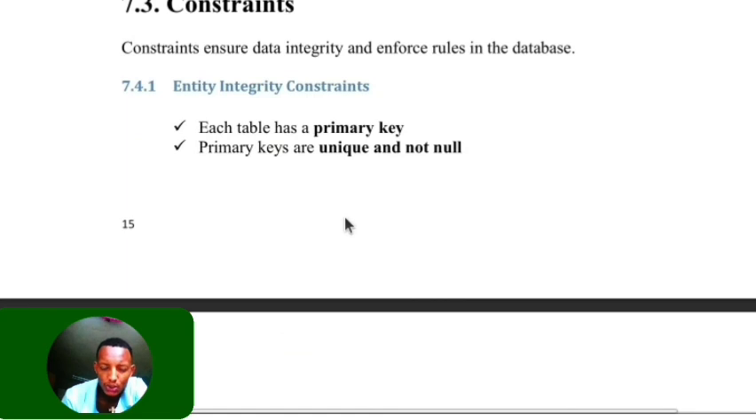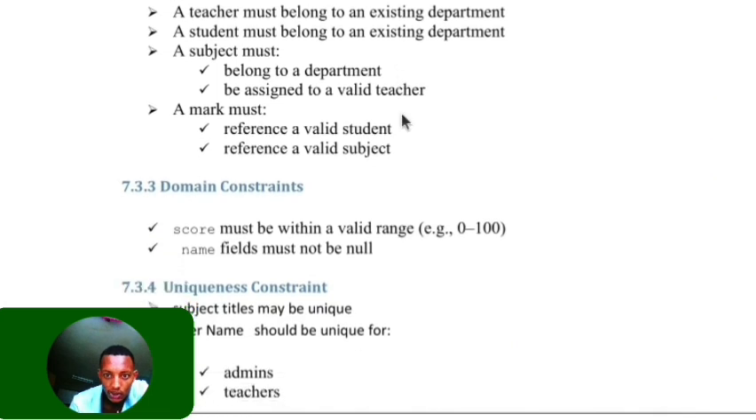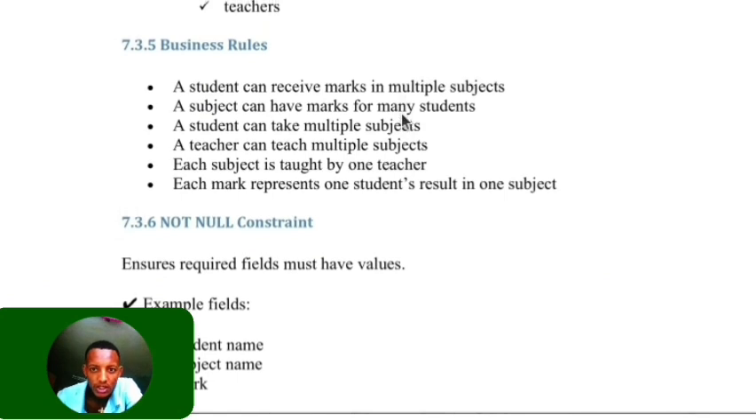What does constraint mean? A constraint means a limitation of accessibility or something. For example, there is a primary key, unique, not null. These are all constraints that we should include in our SQL code. Another one is referential integrity constraint, domain constraint, uniqueness constraint. Those are all types of constraints.